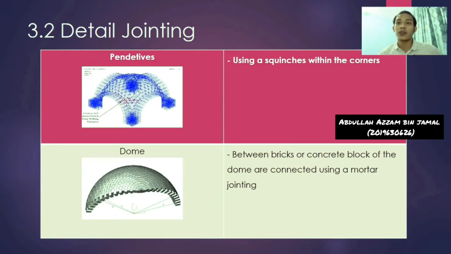Next is pendentive. For the pendentive, you have to use squinches for each of the corners, and then by carving the volume of the sphere, you must take out cylindrical volume, which there are 3, and then you have to find the exact spot of it in order to determine the exact volume to be subtracted. And then lastly is the dome, where between brick or concrete blocks, the dome is connected using mortar jointing.